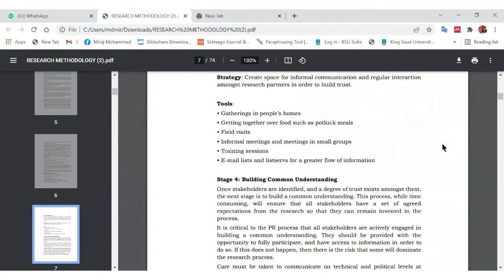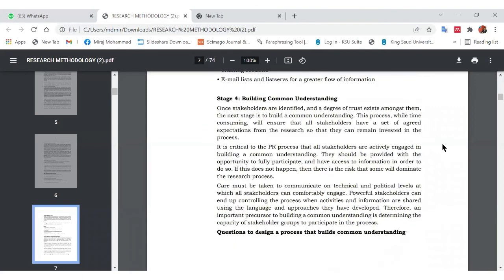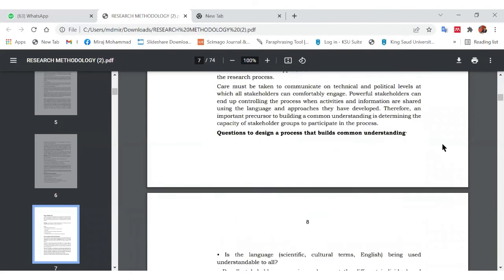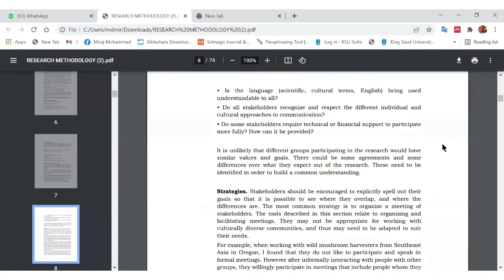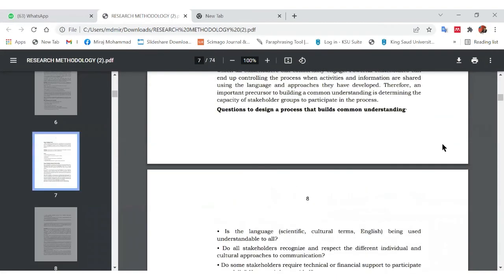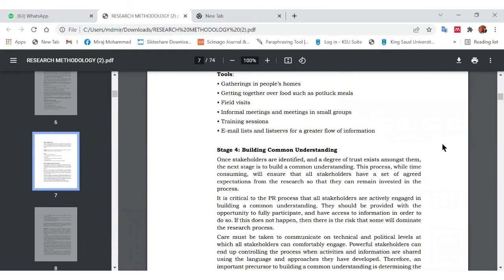And once this trust is created, then we have to make the common understanding. This is the CMP, common minimum pathway. So we'll do this stage 4 in the next class. Is it clear? Yes, sir. Yes, sir. Any questions, any doubts about this building of trust?